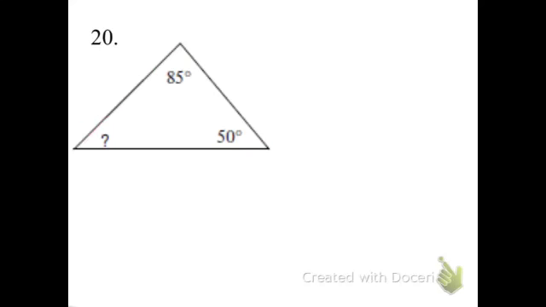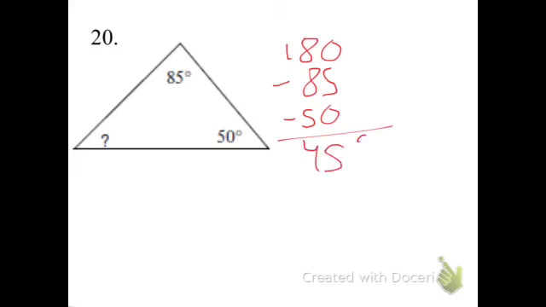And the last one, we know two of the angles in this triangle. To get the last one, you got to take these two, subtract them from 180. So we do 180, subtract off the 85, subtract off the 50. You're looking at 180 minus 85 minus 50. You're looking at 45. And that's how much question mark is. 45 degrees. And that's the whole assignment.